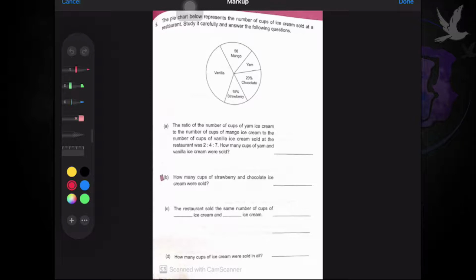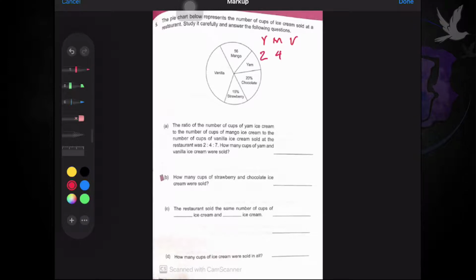Okay, so yun lang yung mga clues natin. Walang percentage, walang fraction, walang right angles that will represent 25% immediately. Wala. Okay. So going back, the ratio of the number of cups of yum ice cream to the number of cups of mango ice cream to vanilla sold at the restaurant was 2:4:7.